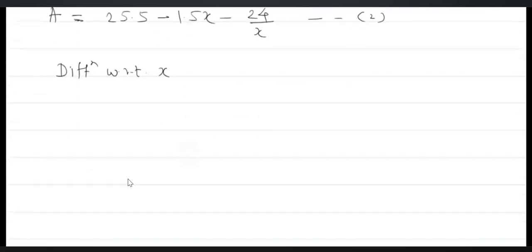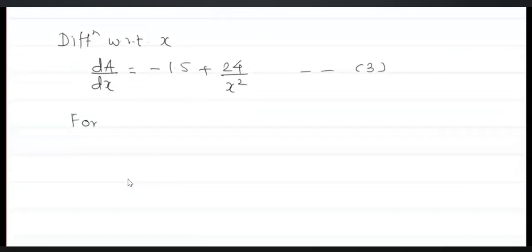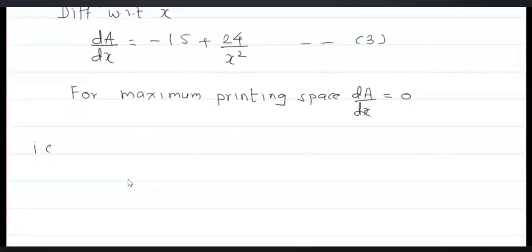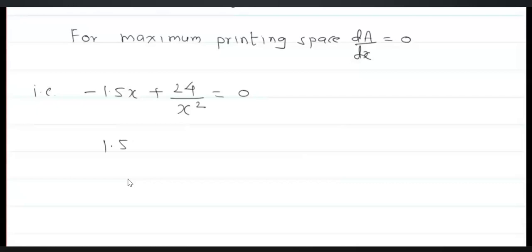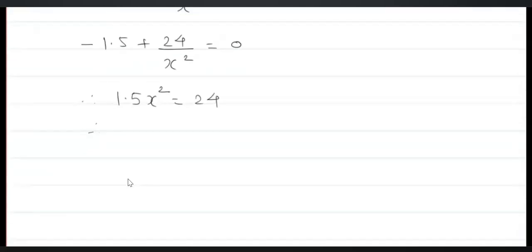Now differentiate this with respect to x. dA upon dx is equal to minus 1.5, and the derivative of 1 upon x is minus 1 upon x square. Now for maximum printing space, we will find out the values of x. First, dA upon dx is equal to 0, that is, minus 1.5 plus 24 upon x square is equal to 0. That is, 1.5 is equal to 24 upon x square. Therefore, x square is equal to 24 upon 1.5.